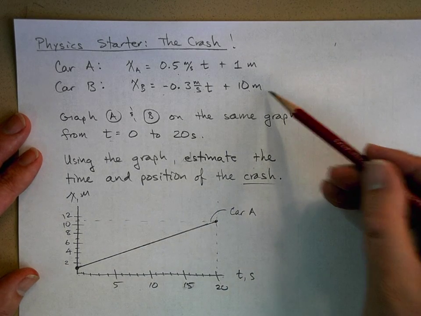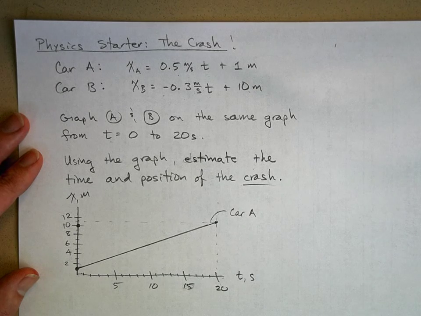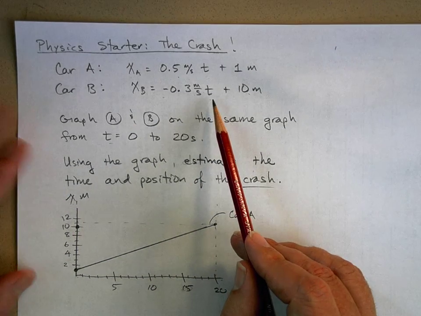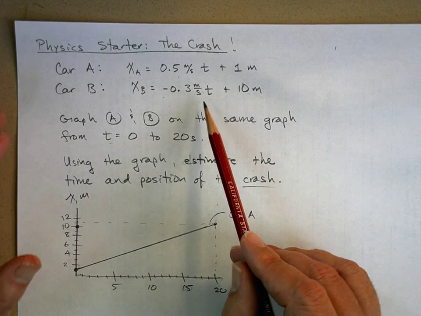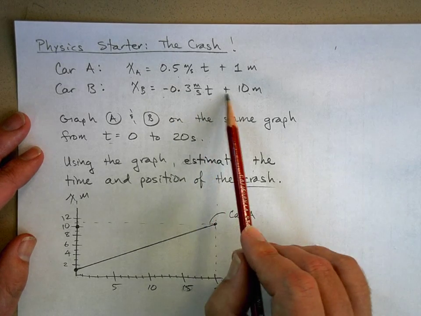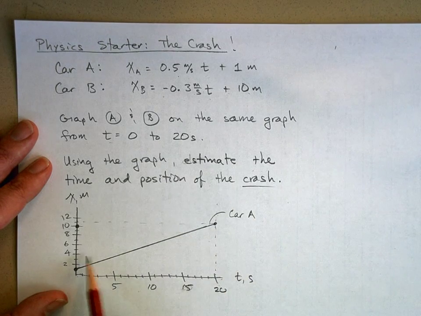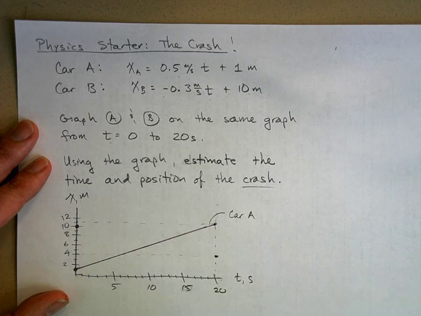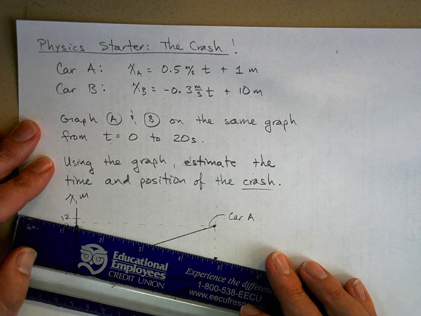Now where does car B start? Car B starts at 10 meters. And where will it end up? Well, 0.3 times 20 seconds is 6. If you don't believe me, just run it through a calculator. But it's negative, so it's -6. -6 plus 10 is +4. So it's going to end up at 4. So we'll just draw this across. And so car B will look like this.